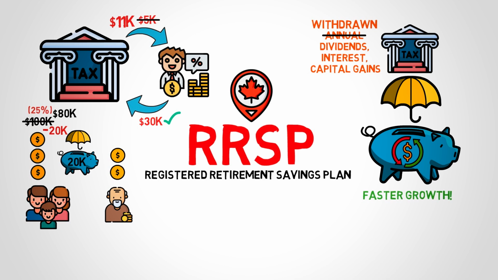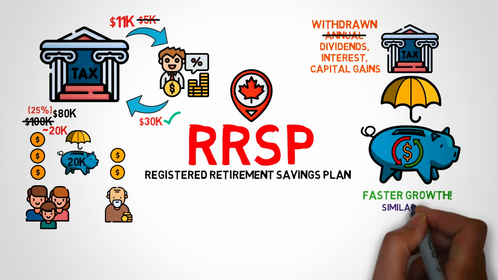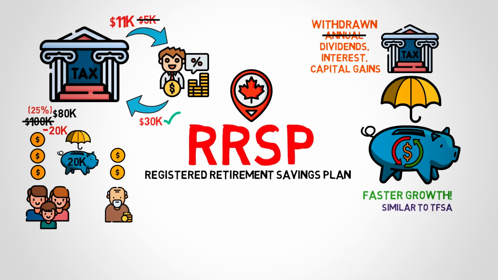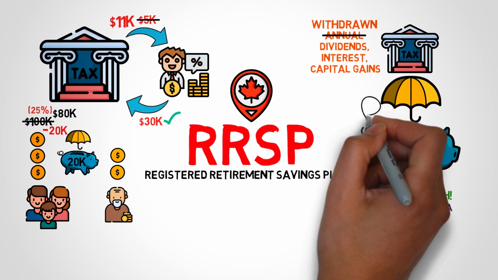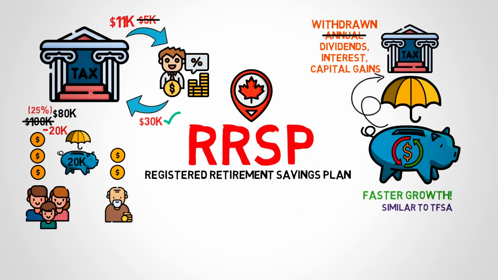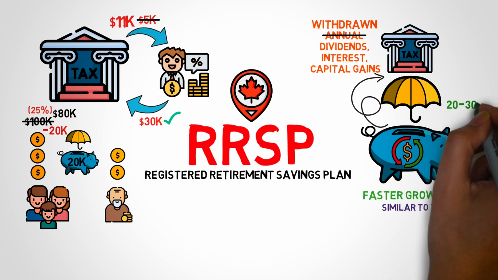The tax shelter nature of an RRSP is very similar to the tax-free savings account. The main difference is that with an RRSP, you get to reduce your tax today, and so you have more initial money to invest with. Yes, it is true that you still have to pay the tax eventually, but now you have the next 20 to 30 years to plan accordingly.